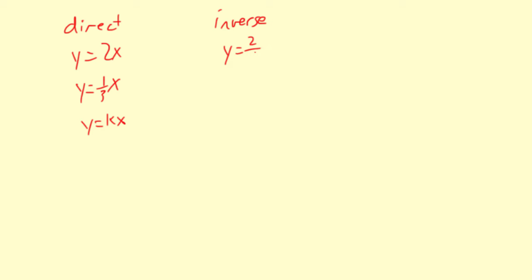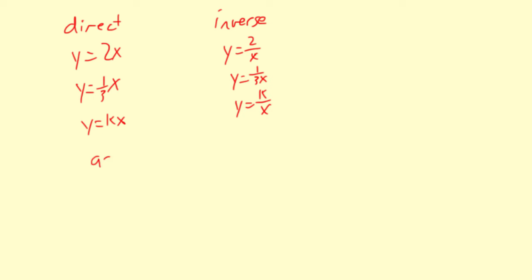Inverse variation looks like this. y equals 2 divided by x. Notice that x is in the denominator, and that makes this a reciprocal function. Here's another example, y equals 1 over 3x. That's the same idea as y equals 1/3 times x, except this is the inverse variation form of that. General form, y equals k divided by x.